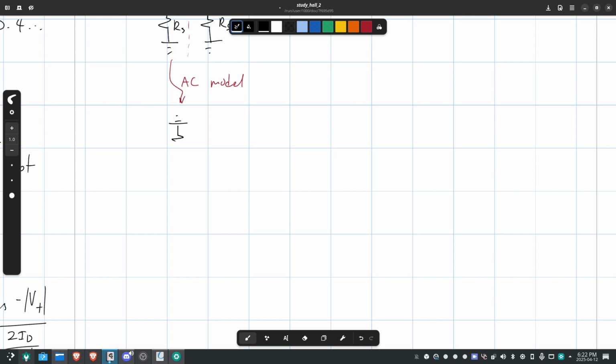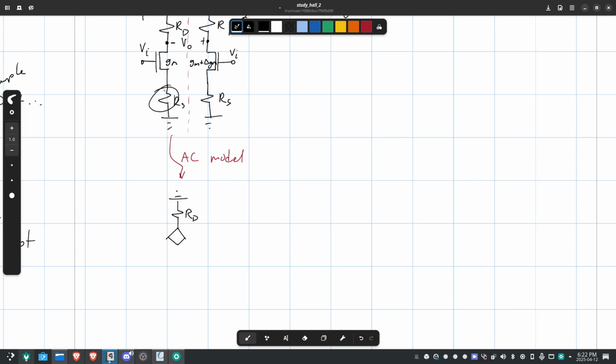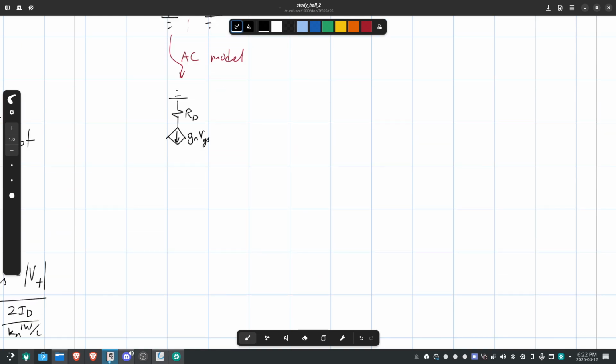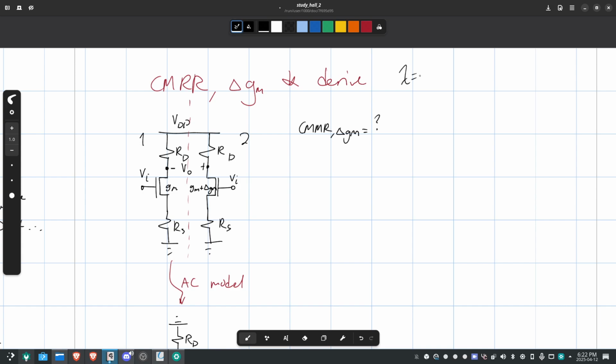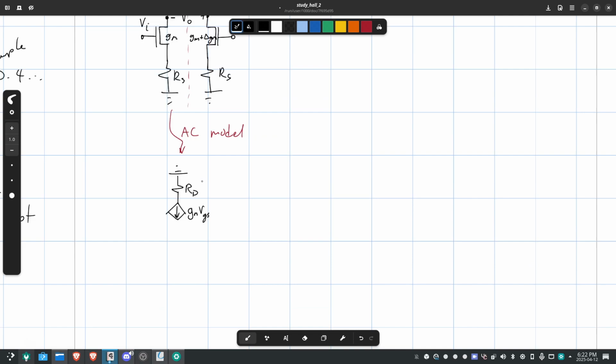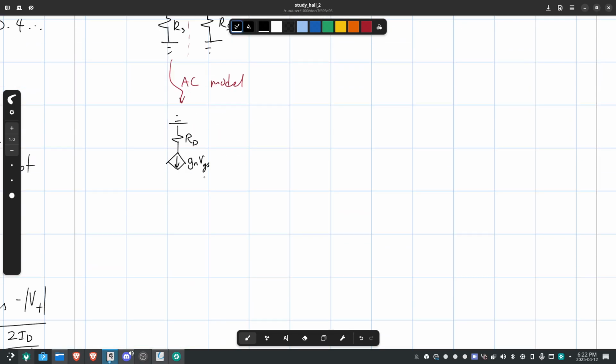We're going to have a ground up here with resistance, that's RD. And because we have something at the bottom, it's RS, it's going to be a T model, right? It's going to be GM VGS. Oh, nearly forgot. We're just going to assume there's no body effect or channel length modulation. This is going to be 1 over GM, and this is going to be RS. And we have here VI.